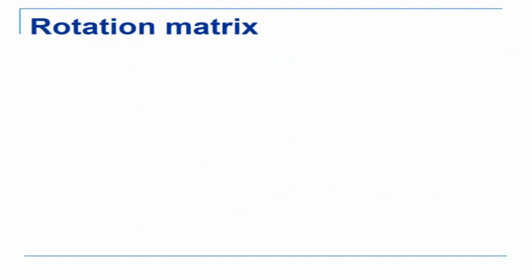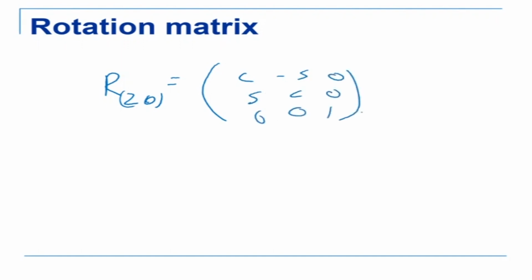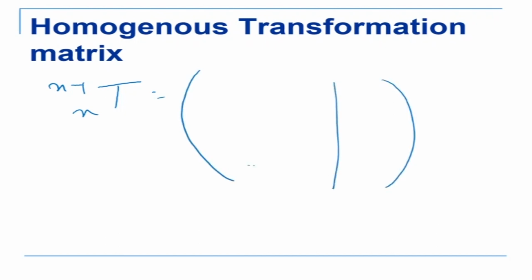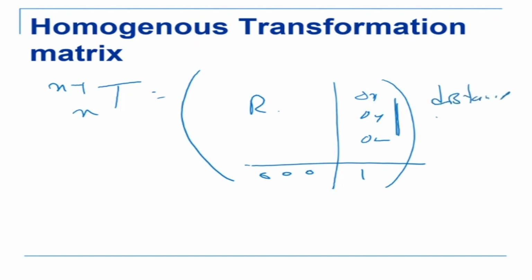The rotation matrix is something which we have studied. So rotation is always about z by theta, and that matrix is cos theta, minus sin theta, 0; sin theta, cos theta, 0; 0, 0, 1. This is something we did at the beginning of the course. And the homogeneous transformation matrix basically relates frame n minus 1 to n, and this consists of the rotation matrix here and the translation between the two origins. This is 0, 0, 0, and that is 1. This is the distance between the origins of the two frames.